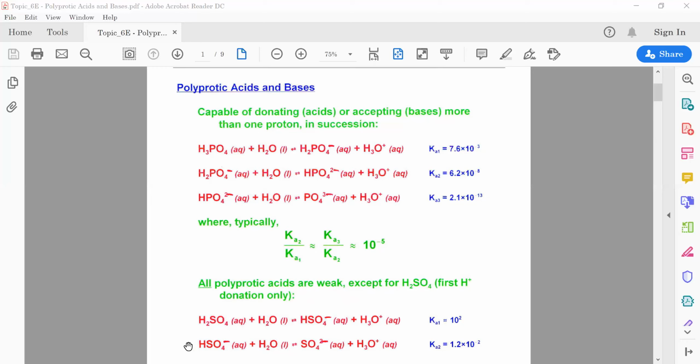But the second step, the one that involves hydrogen sulfate ionizing, as shown here, to form sulfate ion, is a weak acid. It's still not among the weakest of acids, but it's about 4 orders of magnitude lower than the Ka1. So it's about 1.2 times 10 to the minus 2. This is for sulfuric acid only. All other polyprotic acids are weak, even the first step.